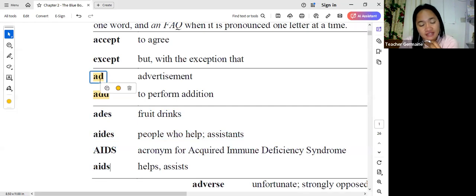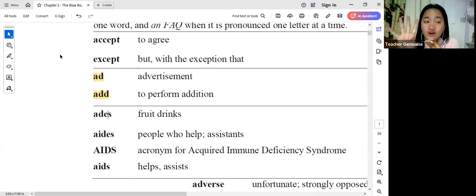You look at here, we have been talking about add and ad. So next we have ades, aids, aides, and AIDS. What have you noticed? We have 4 words here, but we have the same way of pronouncing or reading them. But what's the difference among these four? These are four different words. What makes them homonyms? Because they are four different words with the same pronunciation, but they have different meanings.